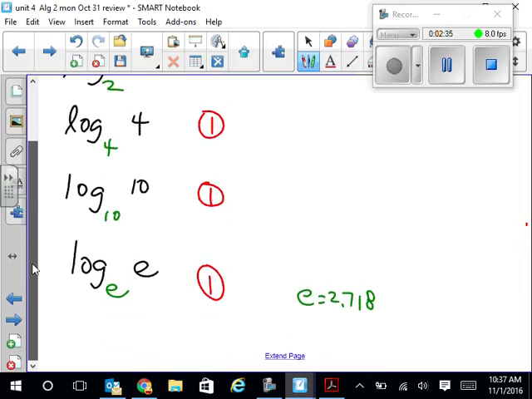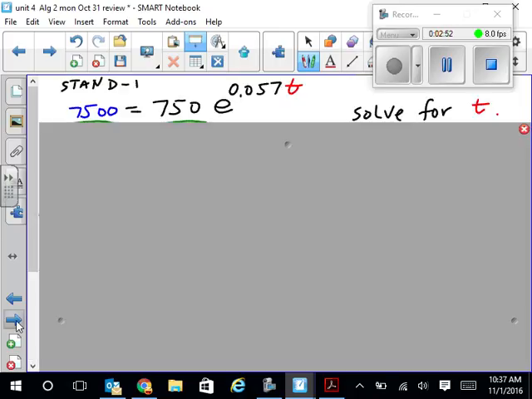Here's what you have next. Take a look at it, see if anything's messing with you. Now we need to get this t down. How do you get a t down? If it's floating up in the air like a balloon, you tie a log to it. In this case, because there's an e there, the log that we're going to tie to it will have a base e.